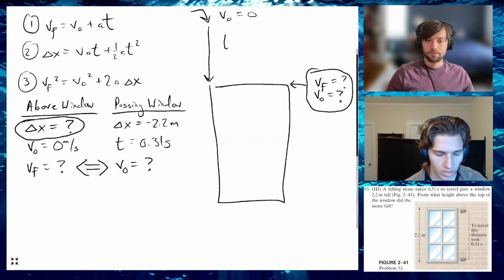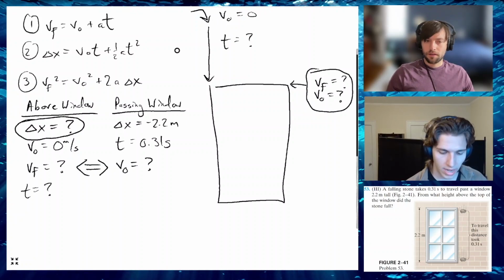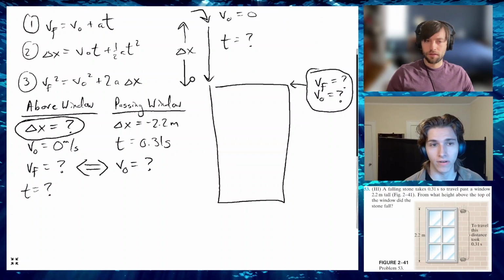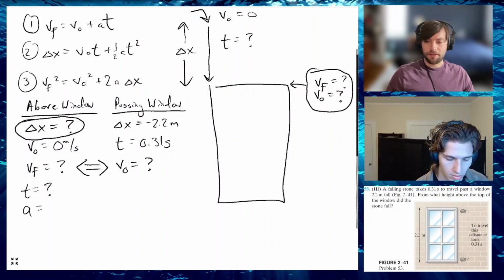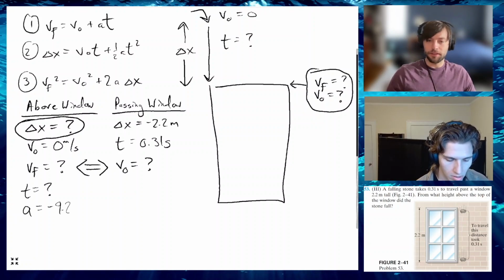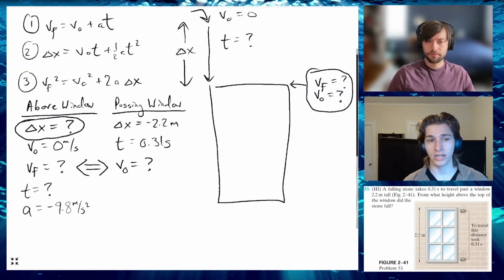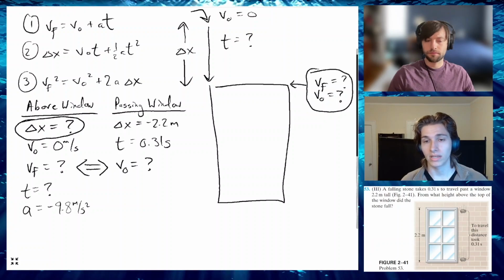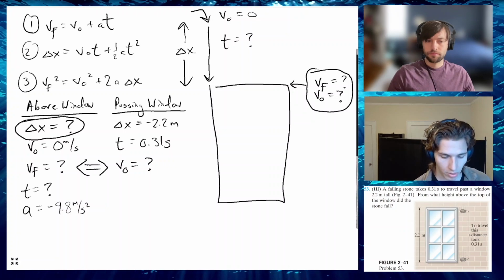We actually don't even know the time that it's falling, right? We definitely don't know delta x, that's what we're solving for, the height it falls before reaching the window. Yeah, we only know the time for passing the window itself, not above it. Exactly. But the constant we do know is that the acceleration is negative 9.8 meters per second squared because that's gravity and it's in free fall. We can actually put that for both of them.